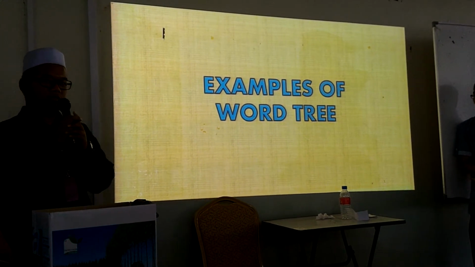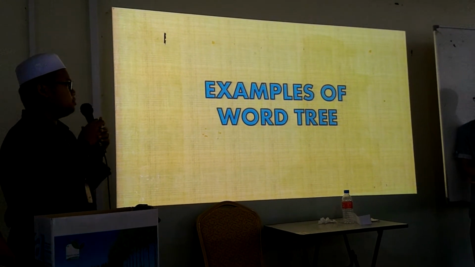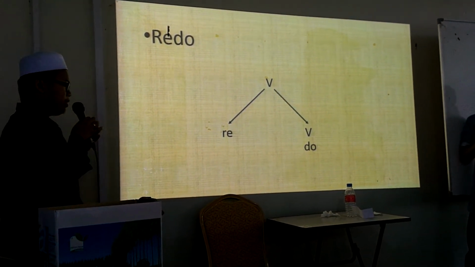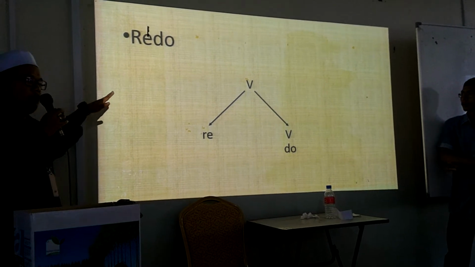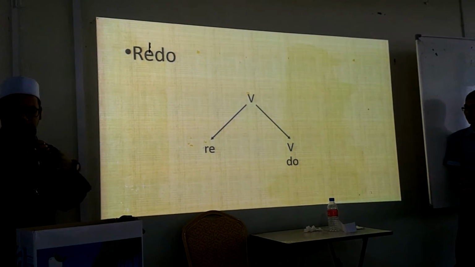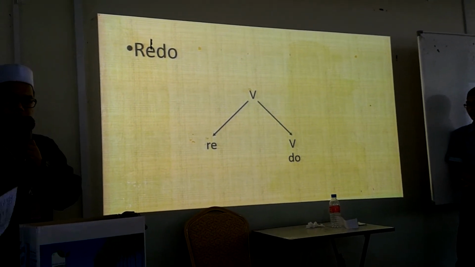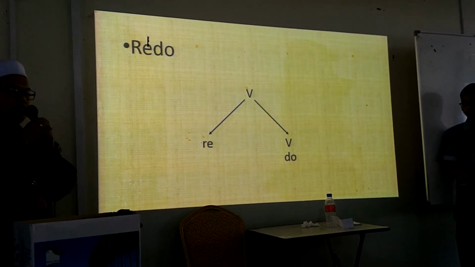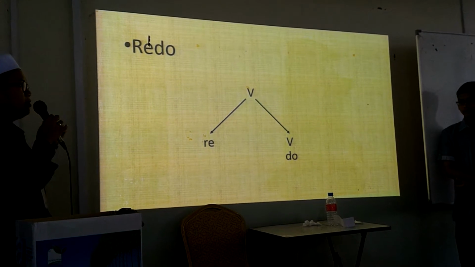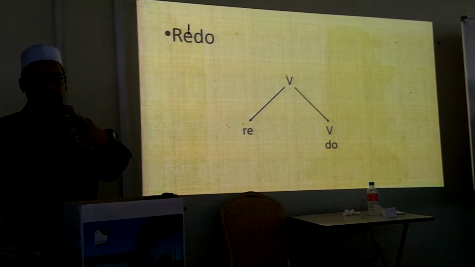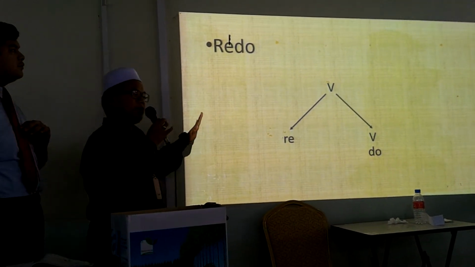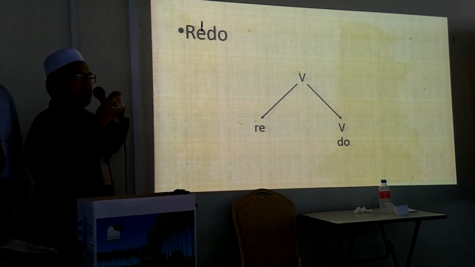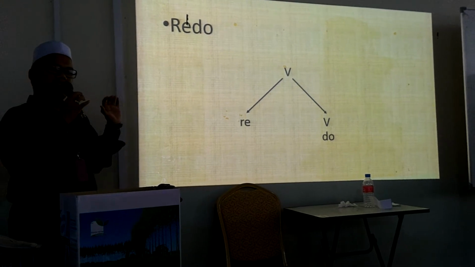Okay, so my turn to present about the examples of word tree. Basically, the word trees I'm going to show you are based on the book that we use, this one, because there might be other ways of drawing a word tree. So what I'm going to show is fully from the book. I'm going to show you examples from the simplest word to the slightly more complicated word.